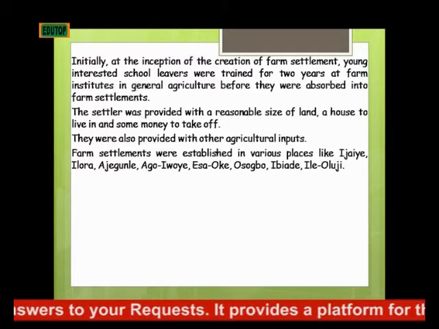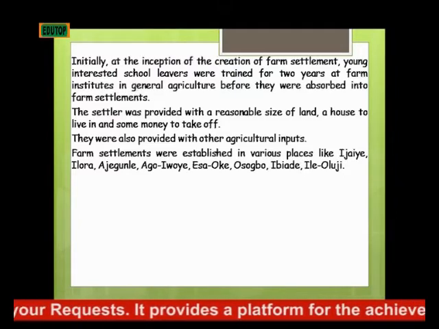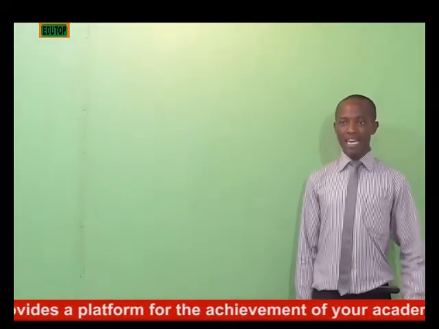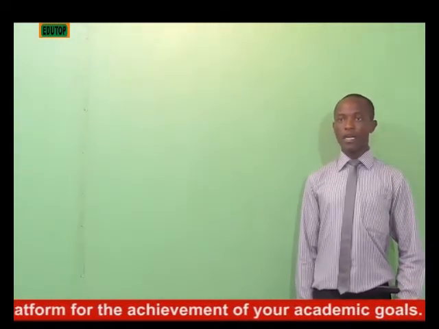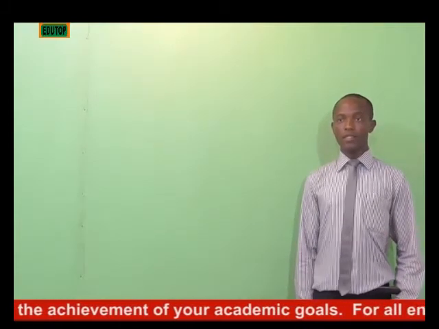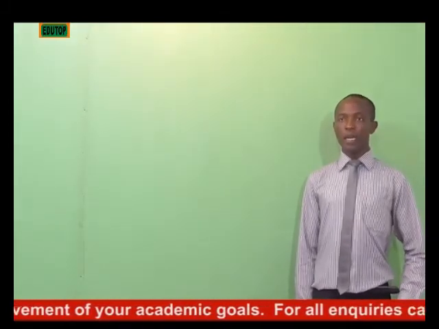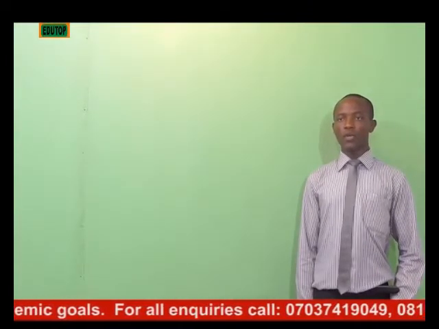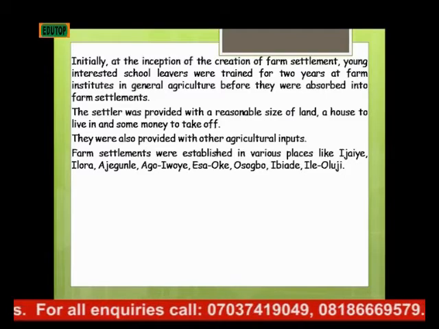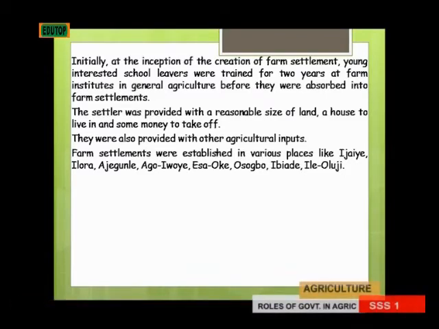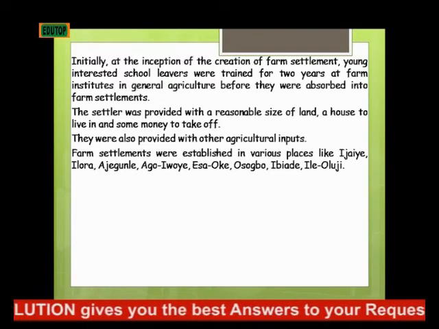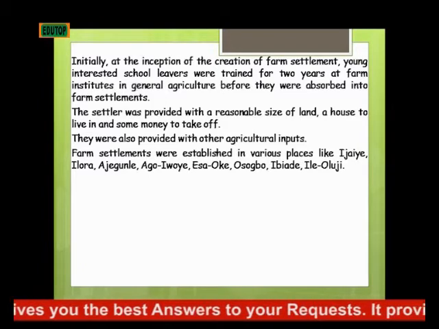Because one of the factors of production is capital. They gave them capital, they gave them land, and they were being equipped and trained. That is, they were skilled labor. Then they were also provided with other agricultural inputs. Farm settlements were established in various places like Ijayi, Ilora, Ajebule, Agoiwoye, Esaoke, Oshogbo, Biade, and Leoluji.